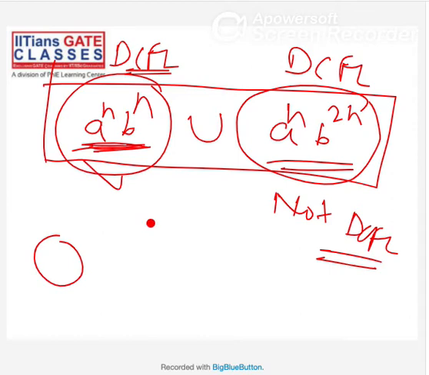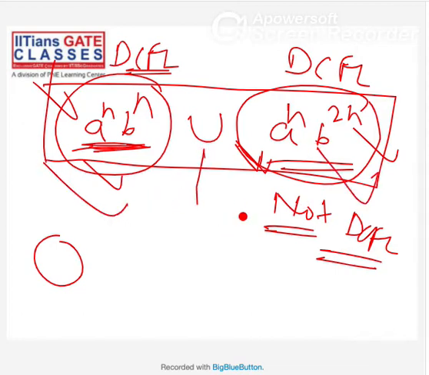Because if the string belongs to this part, then for every A, you will push one A. But if the string belongs to this part, then for every A you will push two A's. So you can see the push and pop is not clear, because in the initial state, you don't know to which of these languages your string belongs. So that's why the push and pop is not clear. That's why this union is not DCFL. Remember, this is DCFL, this is DCFL, but the union is not DCFL.